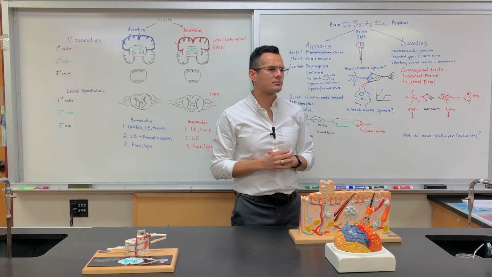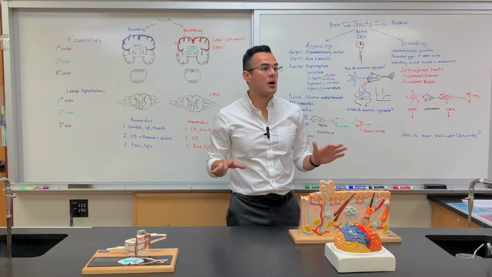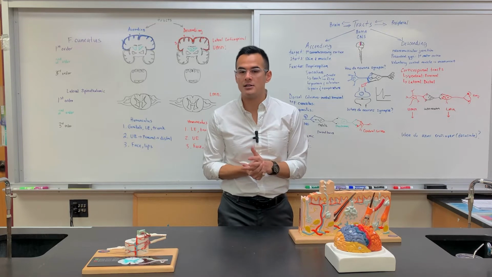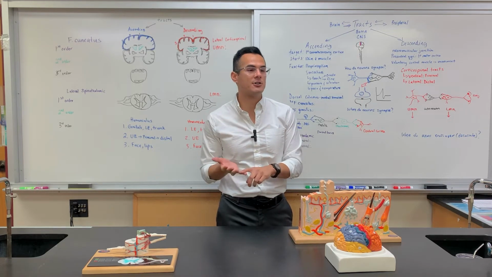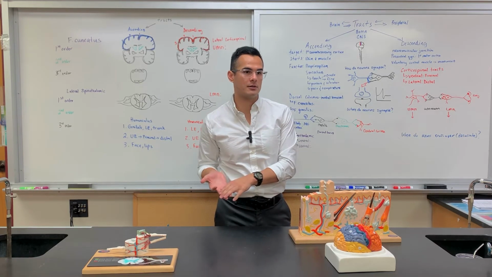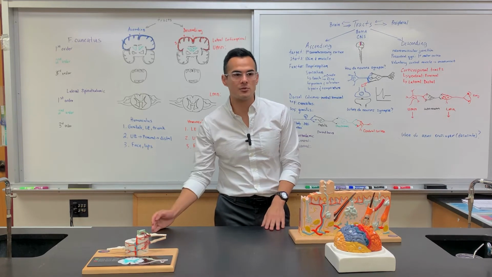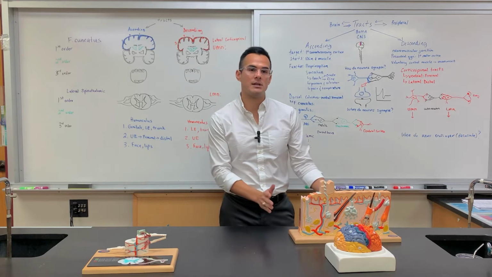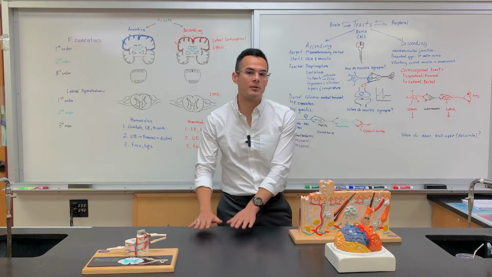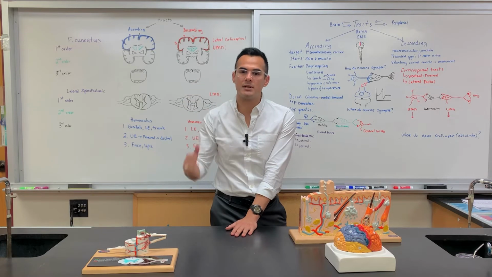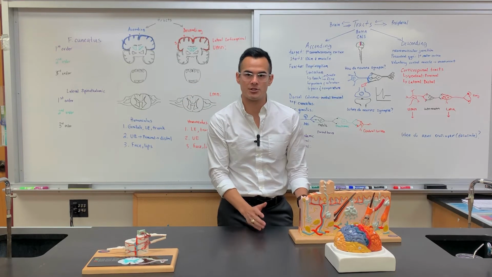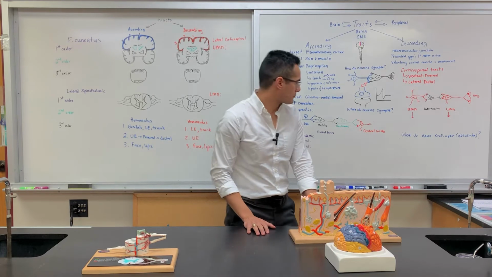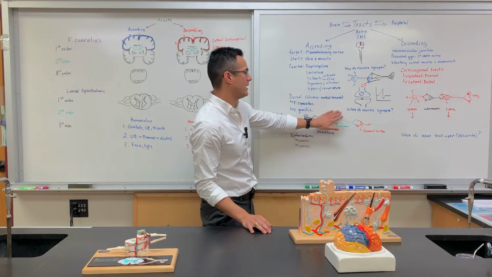Okay, so the names of these connections are different based off of whether it's an ascending or a descending tract. For ascending tracts, you have first, second, and third order neurons. All that means is that you have the first one, the second one, and then the third one. And for the descending tracts, you have upper motor neurons, meaning that they start at the top, and then you have lower motor neurons, which are found within the spinal cord. Okay, so now we have a good understanding of that.